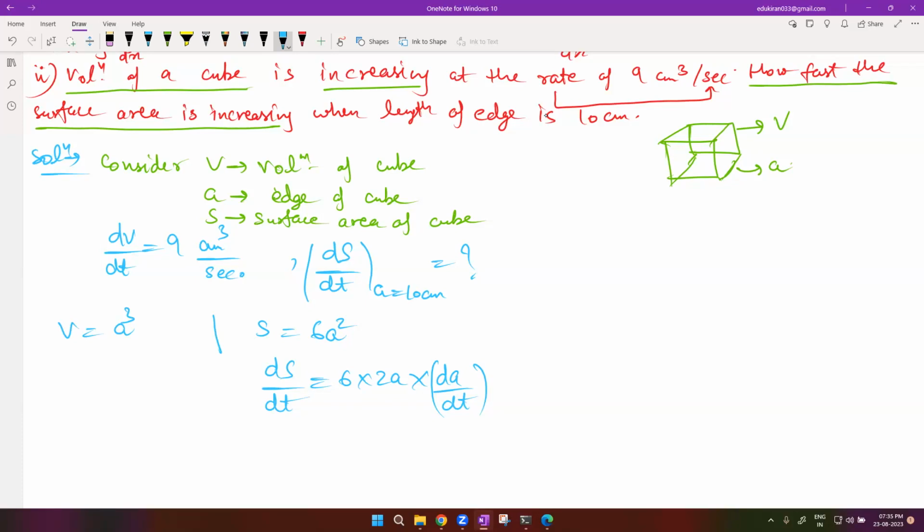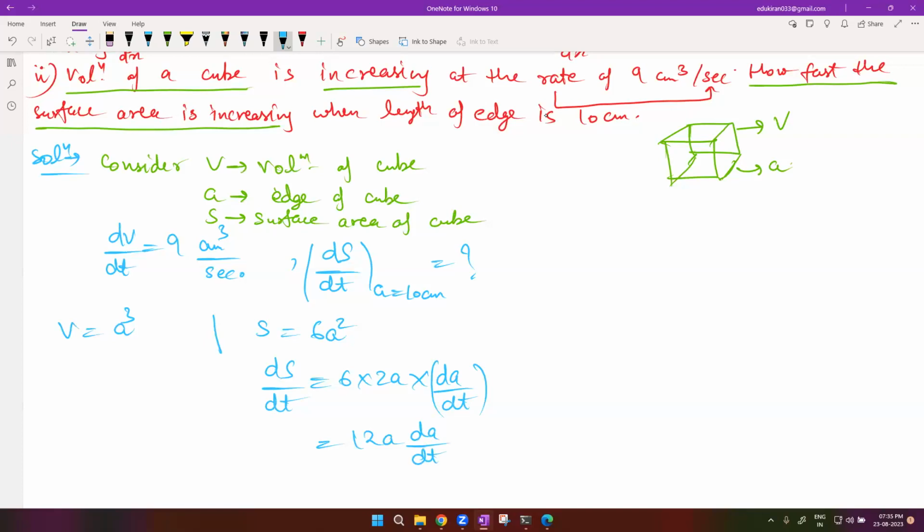S and V depend on A, right? A will be a constant value for a particular case, but in general, A is a variable. We don't know about A, so we also have to differentiate A with respect to time, because we don't know the rate of change of the edge of the cube. So dS by dt will be 12A into dA by dt.